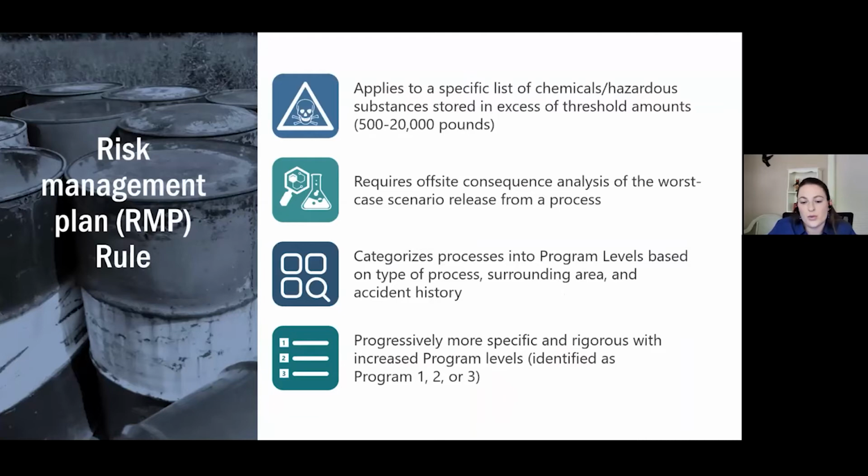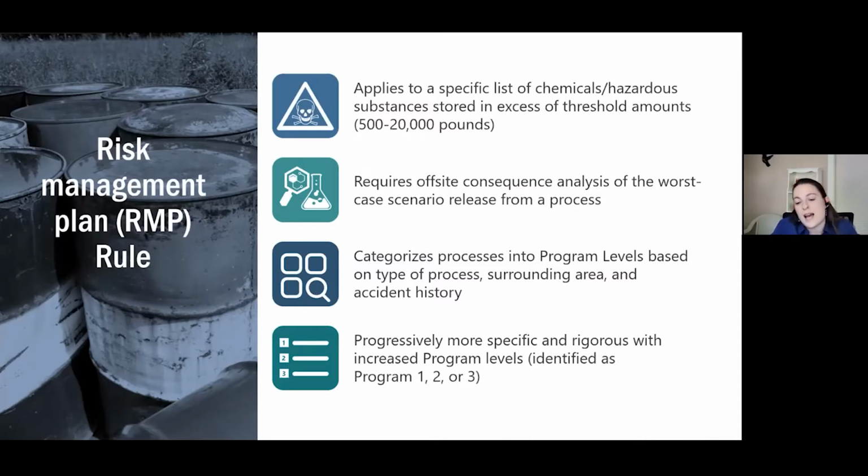The RMP rule requires offsite consequence analysis of the worst case scenario release from a process. Worst case scenario: your largest storage tank ruptured. What could the impact of that possibly be on the community, and what would the radius of impact be? And I'll get to that later in the presentation.